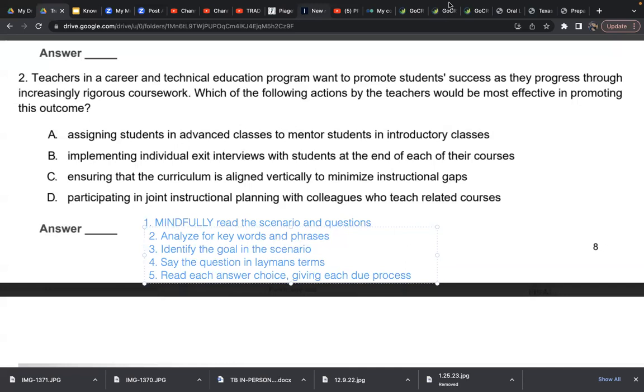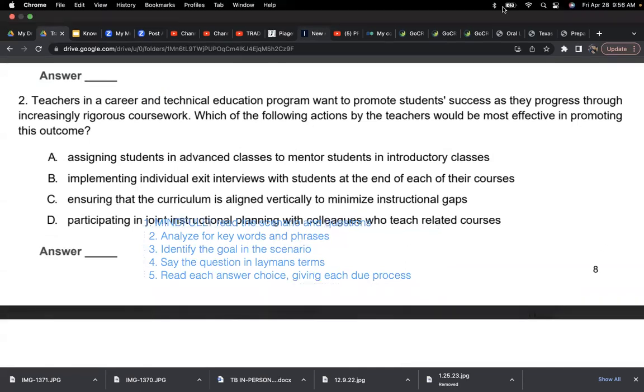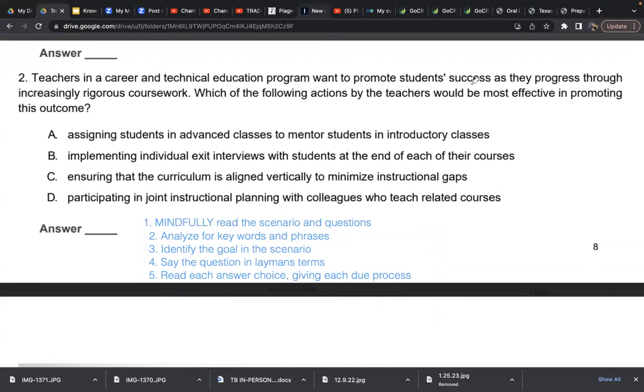Promote student success and maybe increasing rigorous coursework. Yeah, I think so too. So the goal is to promote student success in their coursework as it gets increasingly rigorous. The question is saying which of the following actions by the teacher would be most effective in promoting this outcome? And the outcome is we want student success. What does rigorous mean? Rigorous coursework, like hard work or something. Yes, we want to help support and promote student success as the coursework gets more hard. What would be the best way of doing that? It's going to increase and get ever more difficult as they progress. So let's take a look at these answer choices.